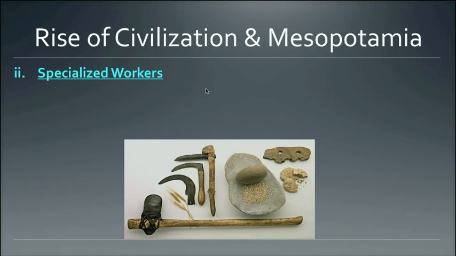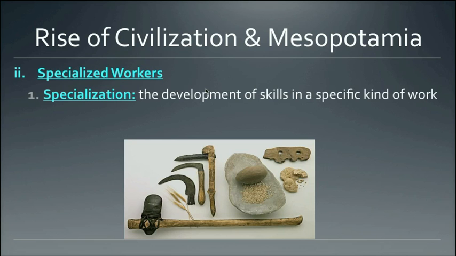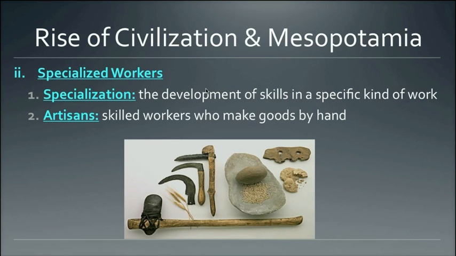The second characteristic is specialized workers. Again, we've used that word specialization several times. So you want to have a group of people that does something other than farming. Specialization, just a revisit of the word, is a development of skills in a specific kind of work. One kind that you see oftentimes in early humans, and we still have this today, are artisans. Artisans are skilled workers who make goods by hand.